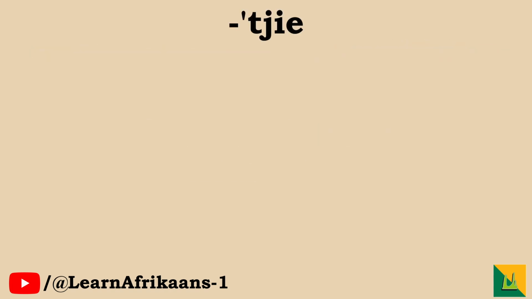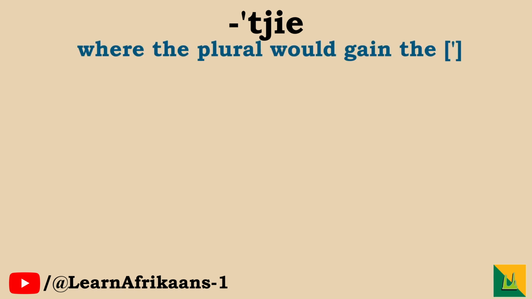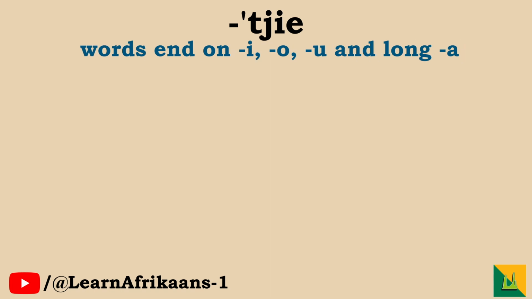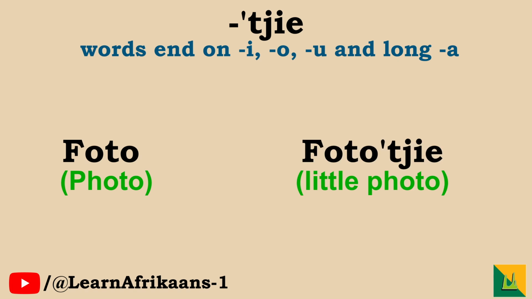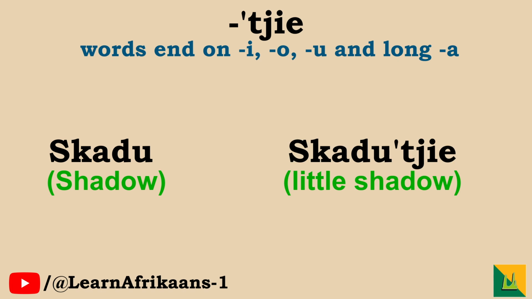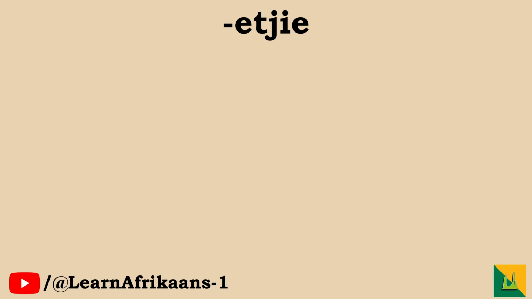The afkappingsteken tjie is for words that would have the afkappingsteken in the plural as well. So if you want to, you can go check out our video about plural, Meervoud, as well. These are words that end off on I, oe, u, and a long a, soos foto, fotootjie, skadu, skaduotjie.